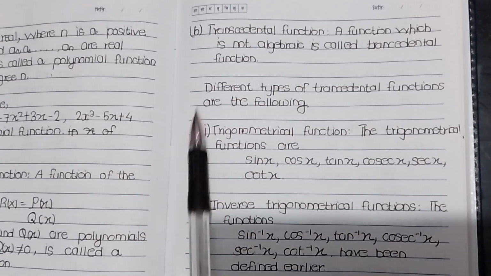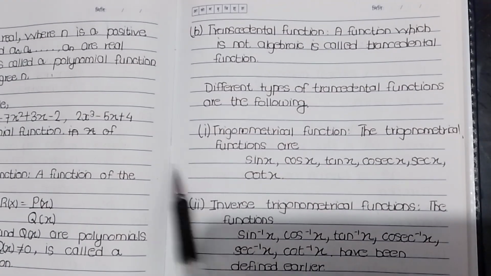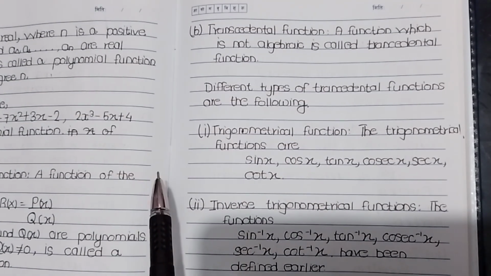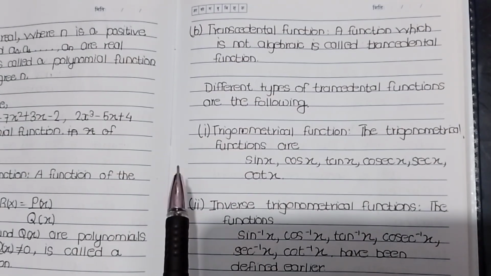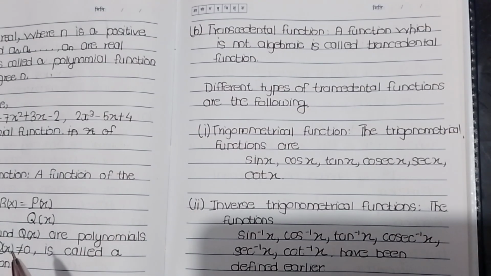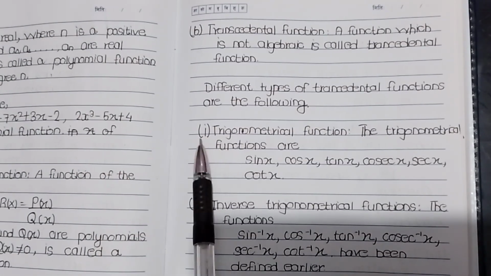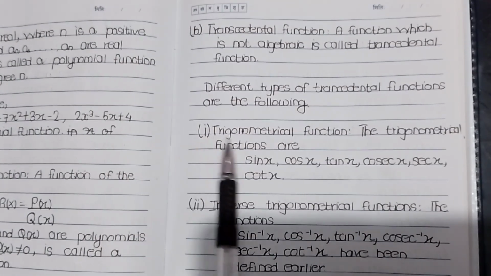Different types of transcendental functions are trigonometrical functions, which are also a type of transcendental function. Inverse trigonometrical functions are also a type of transcendental function. The next one is the exponential function, which is also a type of transcendental function. Now we will first study the trigonometrical functions.